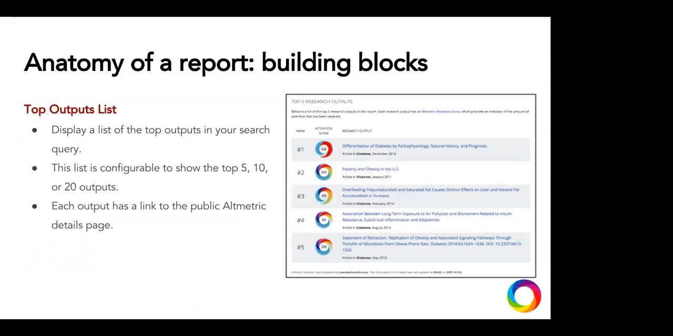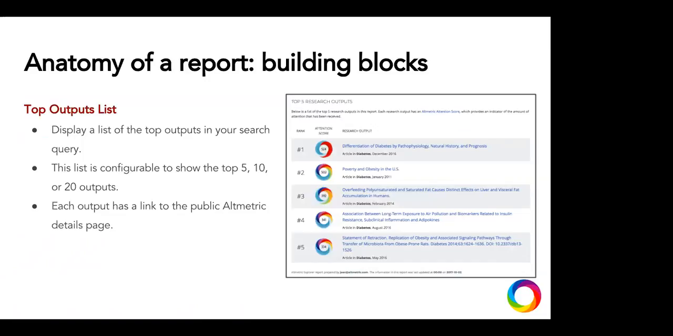And a top outputs list. So every year at Altmetric, we produce a top 100 list. Everyone seems to quite like it. And we find that these top lists, although of course we're by no way saying this is the best research, this is the research that we have found the most attention for. They're a really nice way of driving engagement with the people who are looking at the data and helping them see how different research outputs compare to one another.